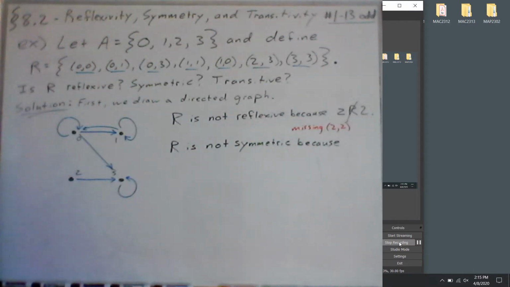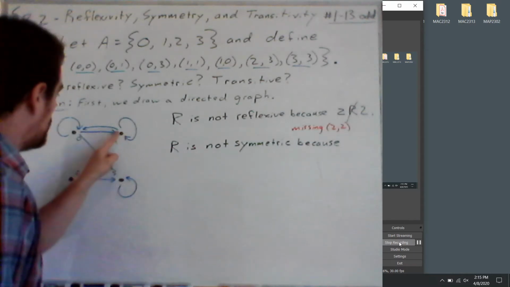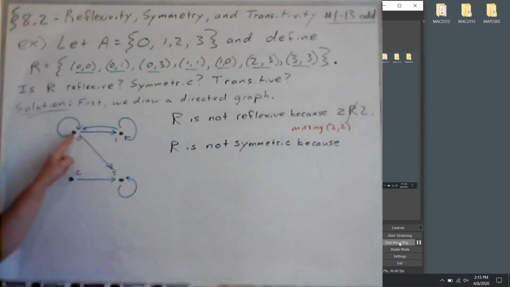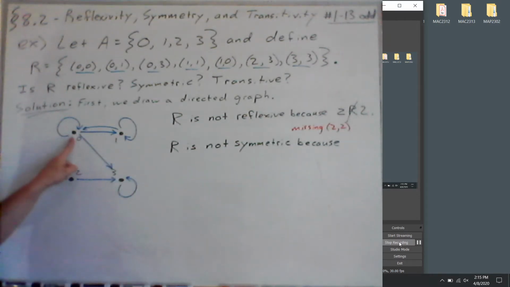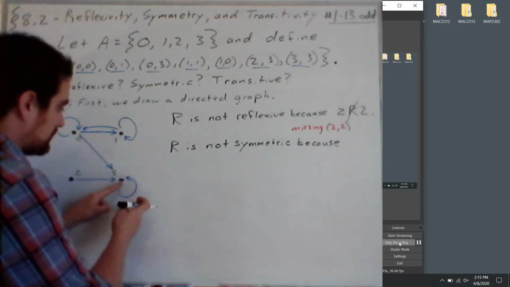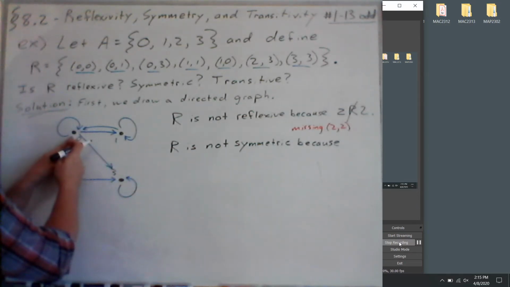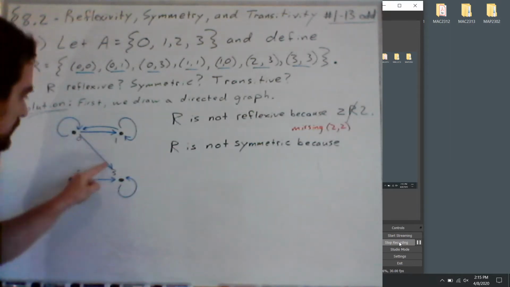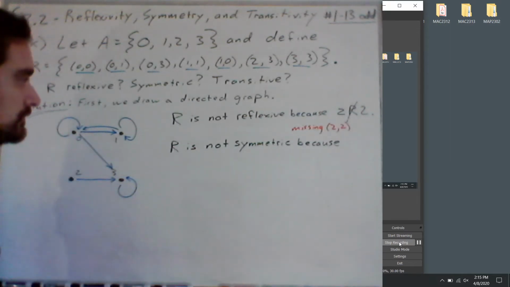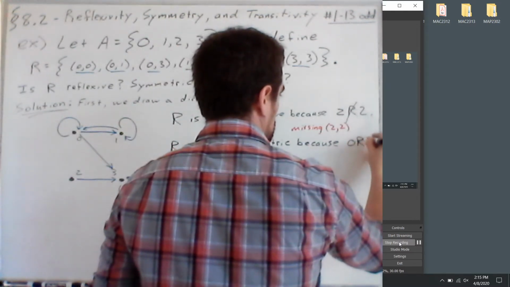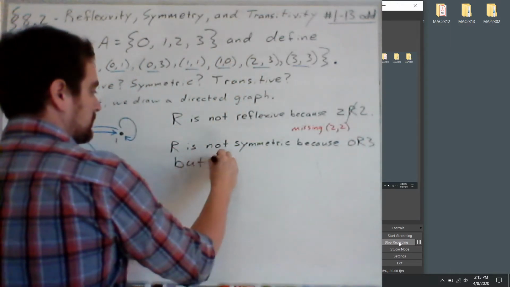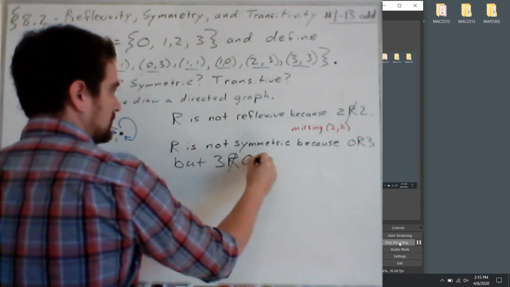Now again, when we talk about symmetry, we have to look at the fact that this second piece that we see, 0 is related to 1, and 1 is related to 0. And by definition of symmetry, if I have 0 relates to 1, I need 1 to relate back to 0. Here I have 0 relates to 3, but 3 does not relate back to 0. Right? So it fails to be symmetric because it works one way, but it doesn't also have that backwards direction. So R is not symmetric because 0 is related to 3, but 3 is not related to 0.